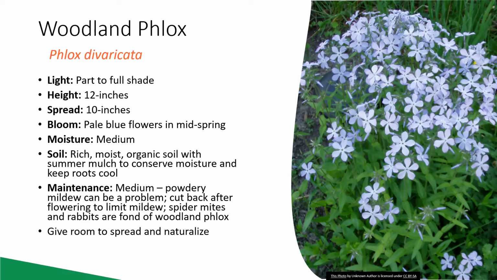The woodland phlox. These are nice for the organic soil. You want to keep them mulched so that they can conserve moisture and keep those roots cool. You can cut back the stems after flowering to help combat some of your mildew problems. The rabbits may eat the foliage, but this is a good plant for using in a rock garden or a border, some of your native plant gardens or naturalized areas.